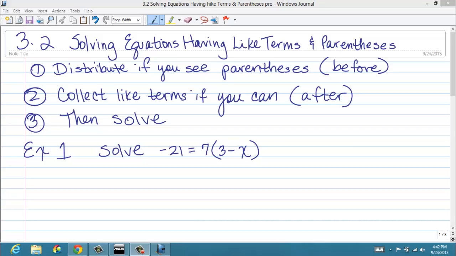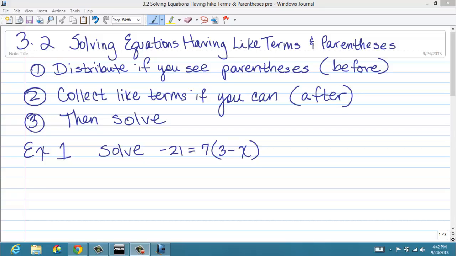Okay, this is lesson 3.2, solving equations having like terms and parentheses. First, I want to start off with some steps. Sometimes we have to simplify before we can solve. To solve, just as a reminder, means to actually find the value of x. We're seeking the value of x, so therefore we're solving the equation.